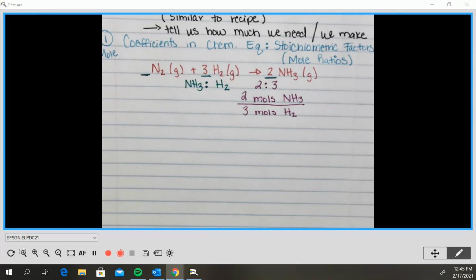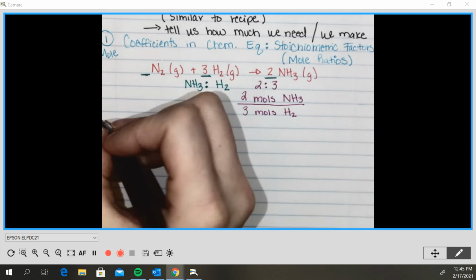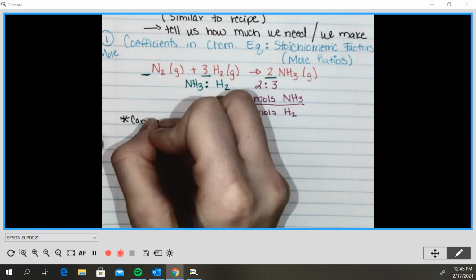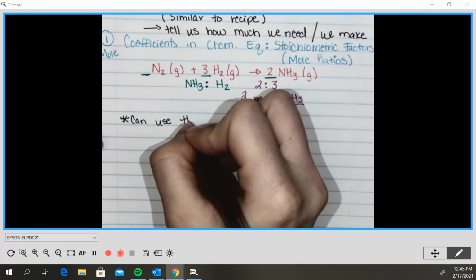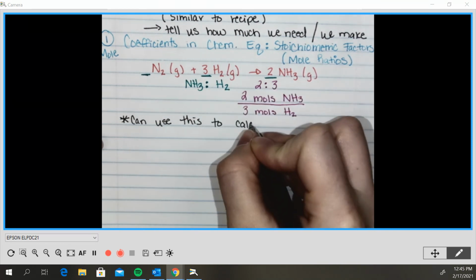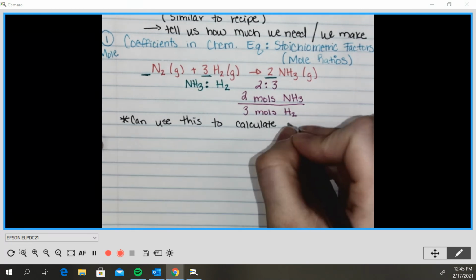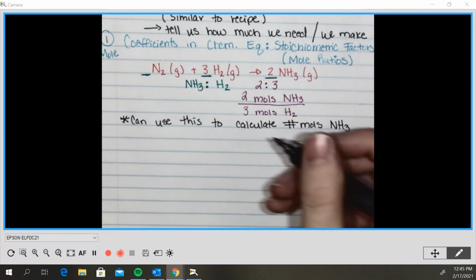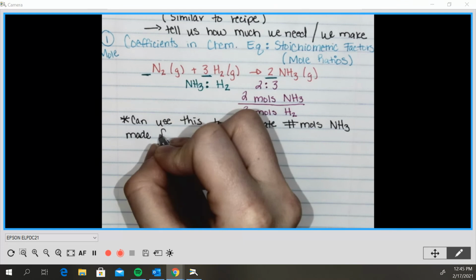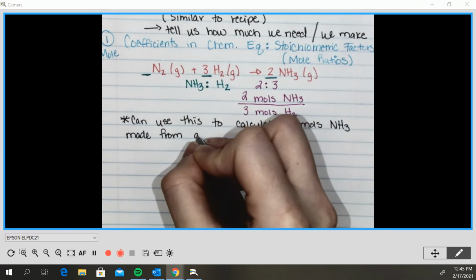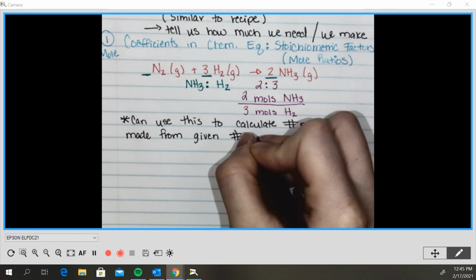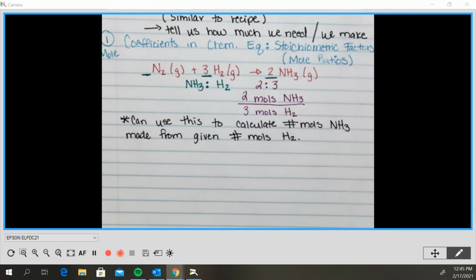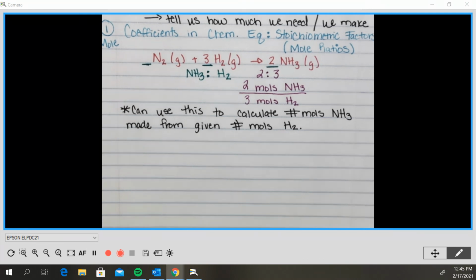We can use this information to help us do some calculations. We can use this to calculate the number of moles of NH3 made from a given number of moles of H2, or vice versa. And there is an equation that we can use that's going to help us with that.